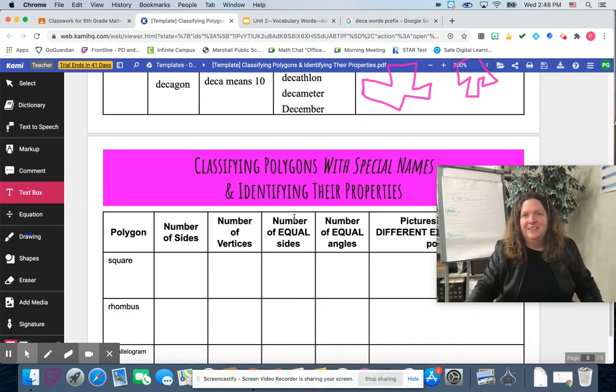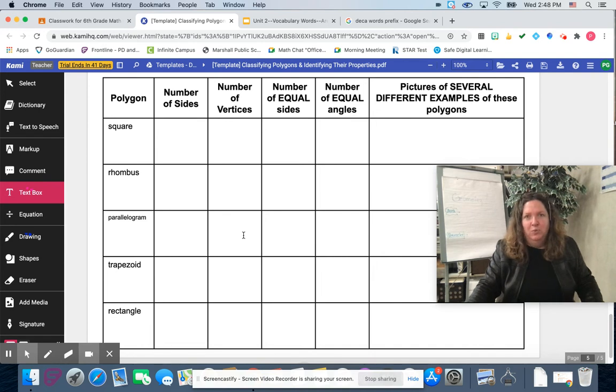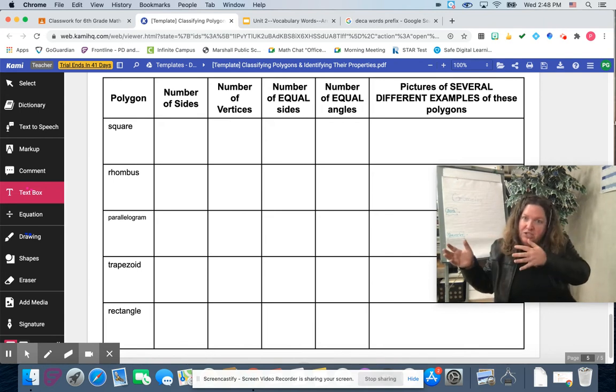All right. Scroll down to classifying polygons with special names. These are all quadrilaterals with special names. So now we know that all polygons have different names according to the number of sides they have. If they have 3 sides, they're a triangle. If they have 4 sides, they're a quadrilateral. If they have 5 sides, they're a pentagon. But within those broad names, some of the shapes have many, many different variations and many different names according to their characteristics. So let's take a look at square.